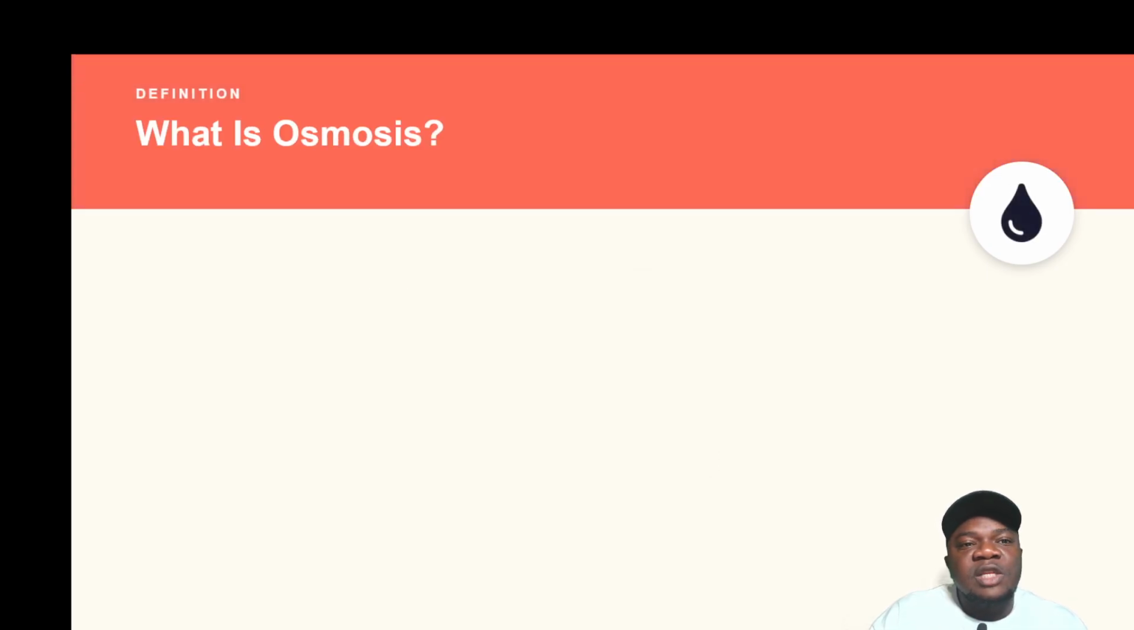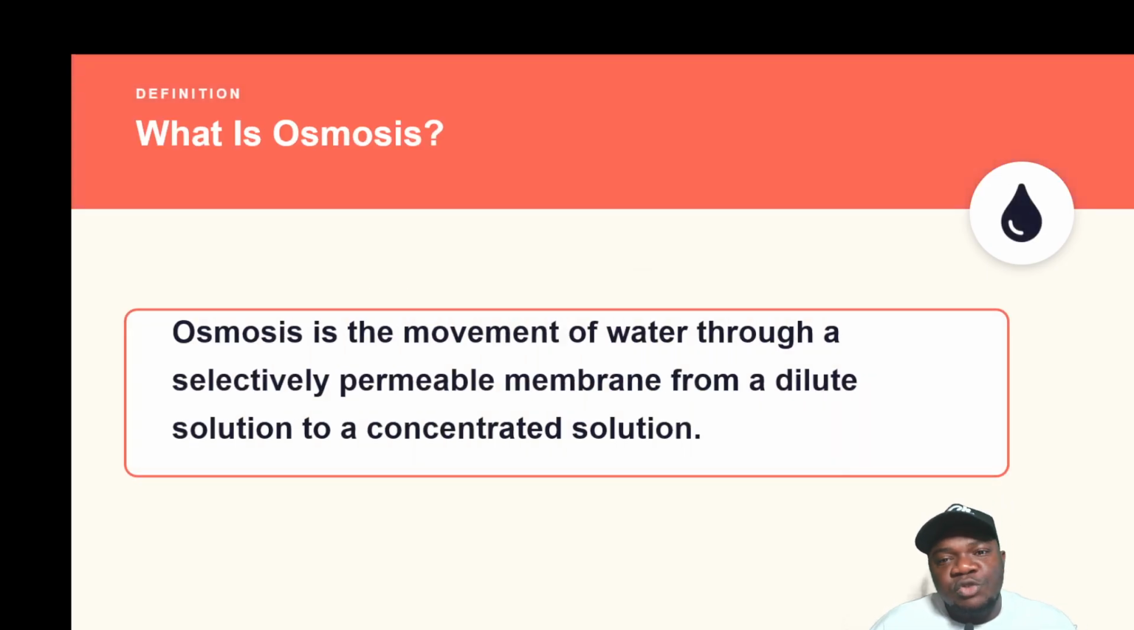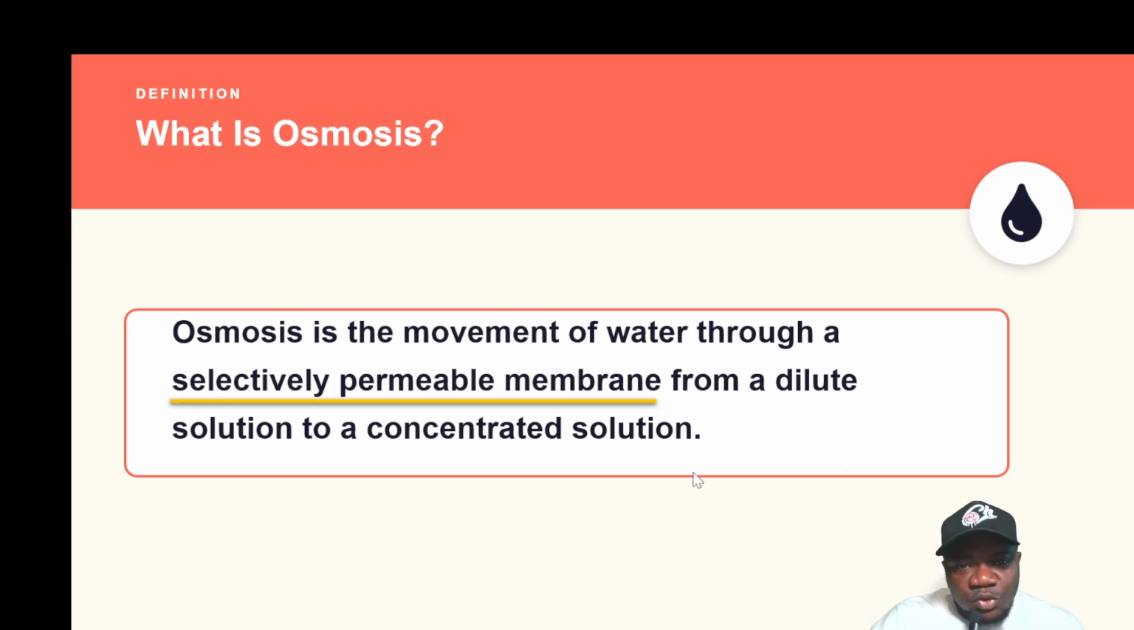So, a clear definition of osmosis. It's very important to get your paper and pen, or your book and pen, and write this information down. Osmosis is the movement of water through a selectively permeable membrane. When something is permeable, it means it allows some substances to pass through it. The movement is from a dilute solution, meaning not highly concentrated, to a more concentrated solution.